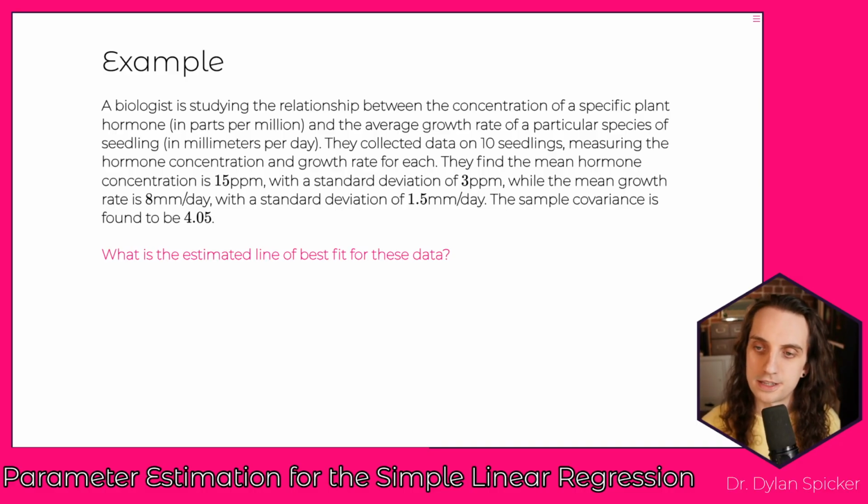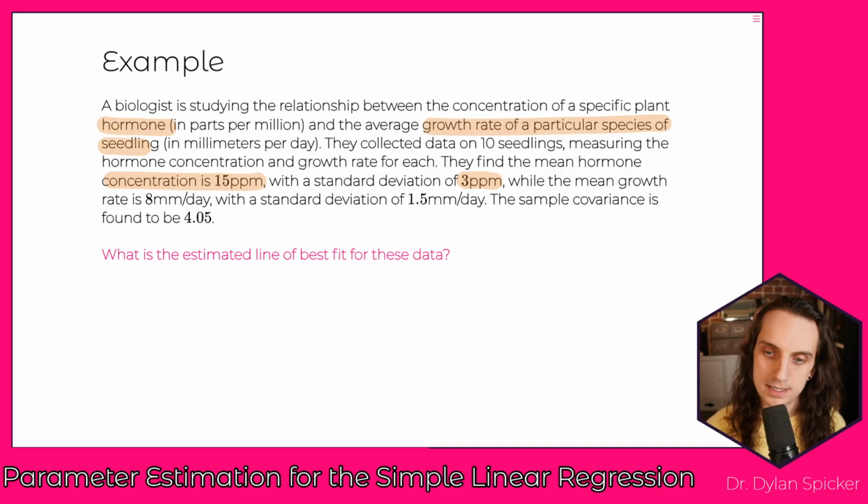So we have a biologist and they're studying the relationships between the concentration of a specific plant hormone, which is measured in parts per million, and the average growth rate of a particular species of seedling. Okay. They collected data on 10 seedlings, measuring the hormone concentration and growth rate for each. They find that the mean hormone concentration is 15 parts per million, with a standard deviation of 3. While the mean growth rate is 8 millimeters per day with a standard deviation of 1.5, and the sample covariance is found to be 4.05.